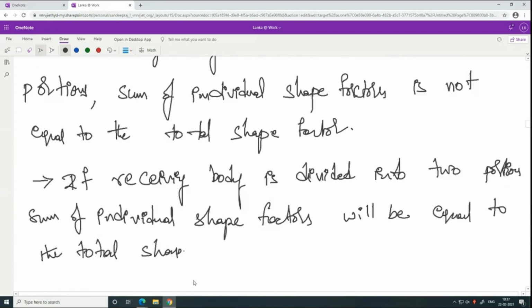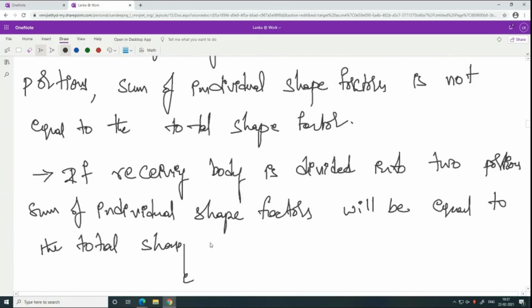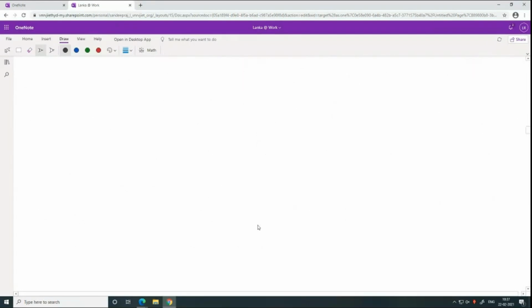I hope this is clear to you. There's nothing great actually. If you have any questions, you can ask. Otherwise, we will proceed to the next property of the shape factor. Any questions? I'll assume no questions.